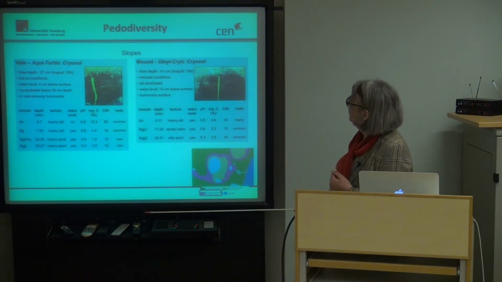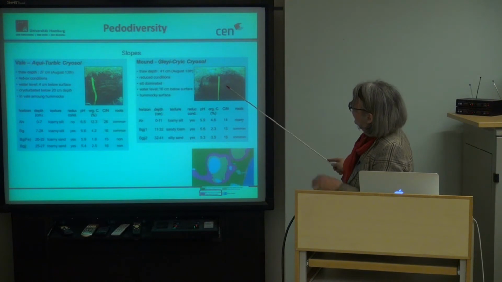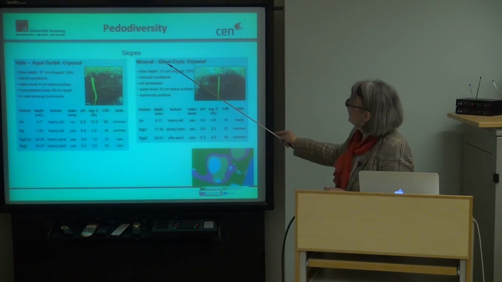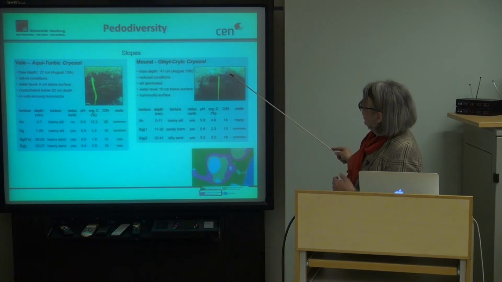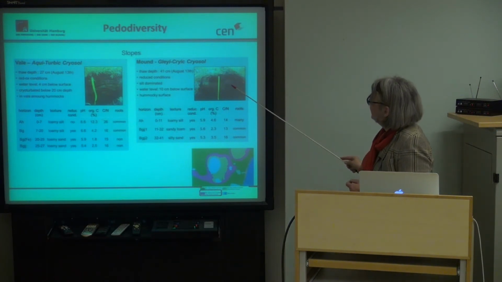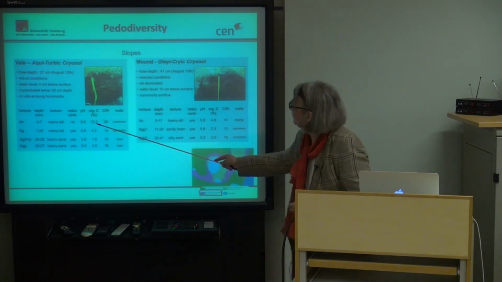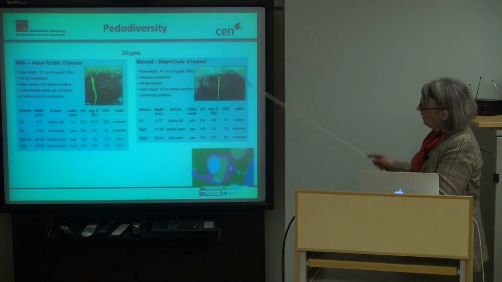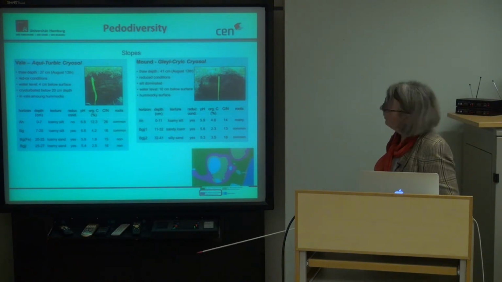And also the carbon represents a big pool. And then on the mounds of the hummocks, we have the cryosol without cryoturbation, but with cryic features, very cold features, and you see the enrichment of carbon in these soils is not so prominent as the carbon in the depressions of this hummock structure.